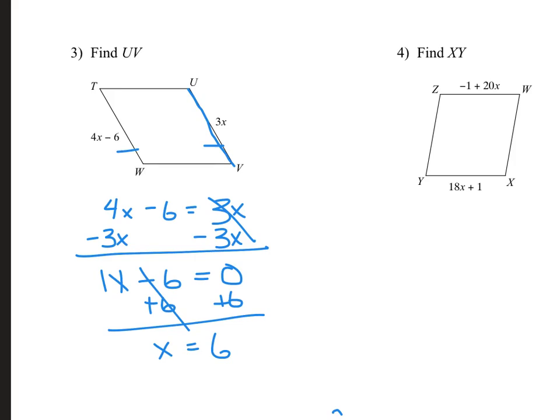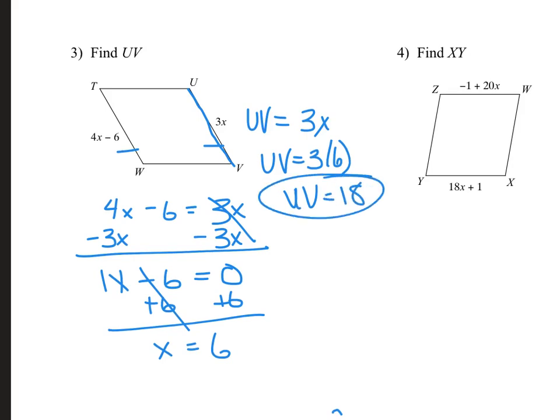I guess there's other ways to do it, but I don't like dealing with negatives all that much, so that's why I did it this way. Here we know that UV is 3x, so I'm going to take that 6 and plug it in for x. So UV is equal to 18. All right.